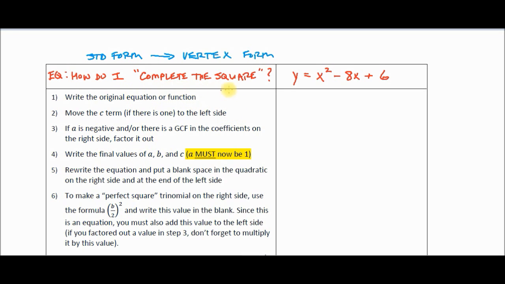All right, how do I complete the square? How do I change this standard form quadratic to vertex form? Step number 1, write the original equation or function. So I'm just going to follow right along with this. Step number 1, I'm going to write my original equation or function.